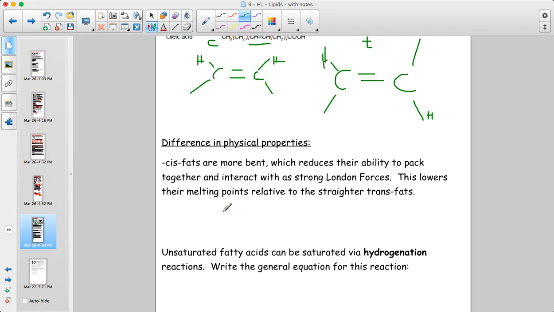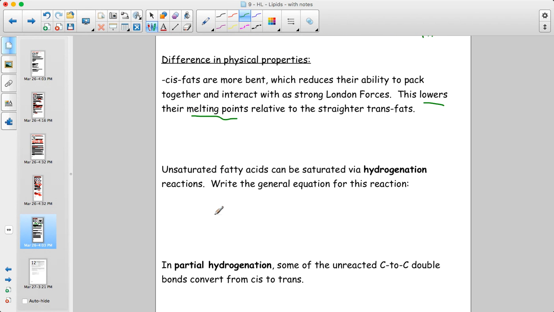The differences in physical properties: cis fats are a little bit more bent than their trans cousins, and therefore that reduces their ability to pack together and interact with London forces. Therefore, it lowers their melting points, and these are the oils, the naturally occurring oils that we talked about in the SL videos, being unsaturated fats.